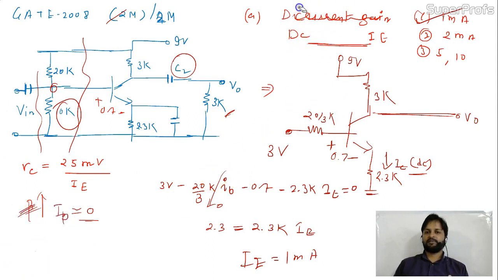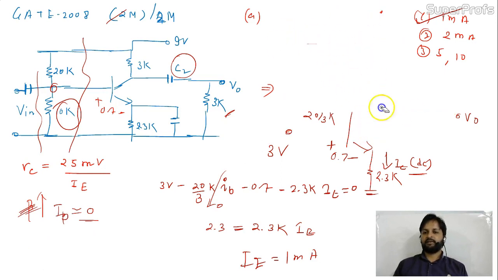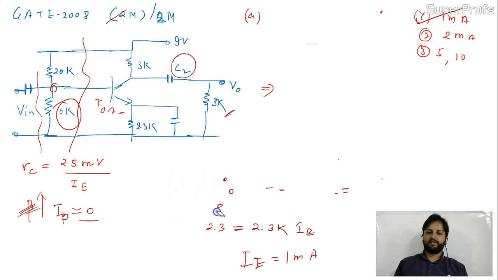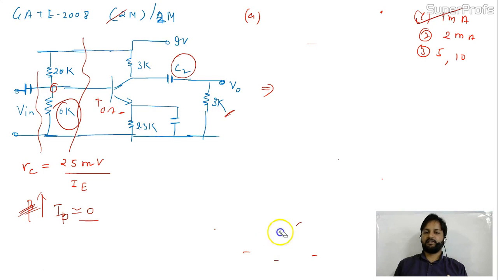This is the first portion. They're asking for the DC current IE. We calculated IE. And one more thing, please remember always, when beta is very large, the base current will be 0 in the circuit. When base current is 0 in the circuit, IE will be equal to IC in the transistor, right? So first portion is over and we got 1 milliampere IE, and that is DC, correct?